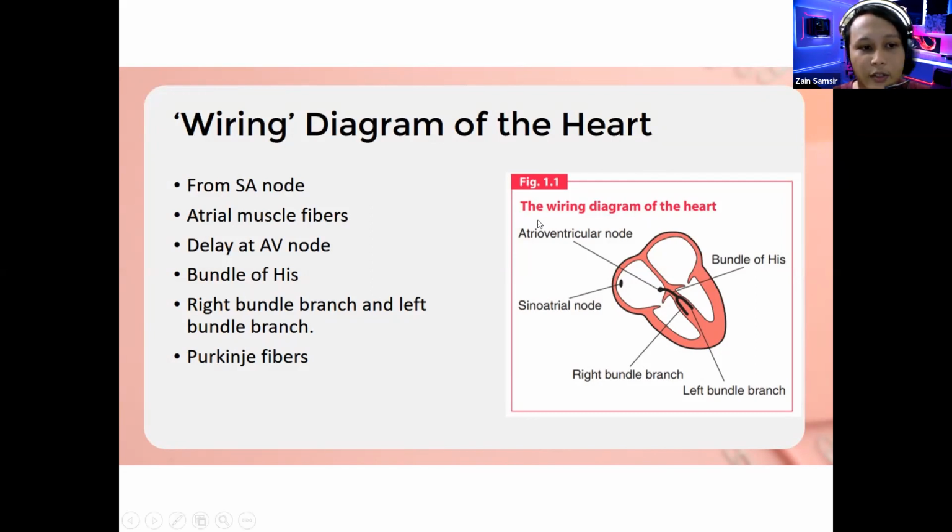First of all, it is from the SA node and then moves on to the atrial muscle fibers. After that, it will go to the AV node, the atrioventricular node, where the conduction will be delayed. And then after the AV node is the bundle of His, and then the right bundle branch and left bundle branch, and last but not least, it will go to the Purkinje fibers at the ventricles.